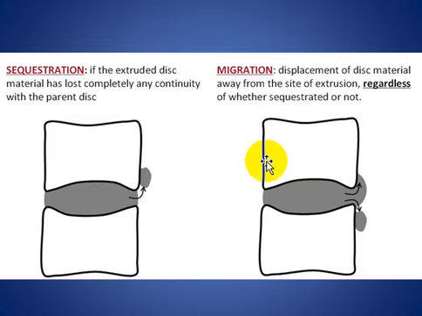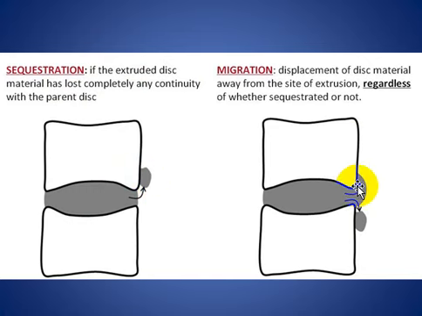The disc extrusion might be migrated or might be sequestrated. If it is migrated, there is displacement of the disc material away from the site of the disc extrusion, regardless of whether it is sequestrated or not, either migrated up or down. And in the sequestrated type, it is lost completely any continuity with the parent disc, as we see in this example.